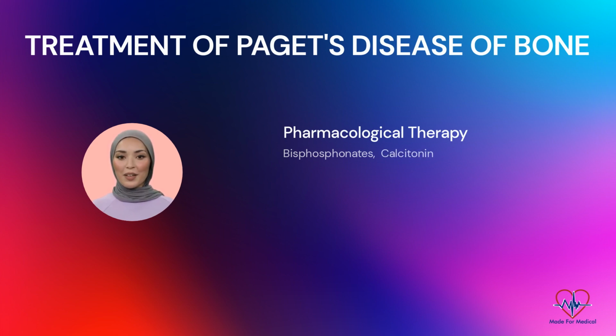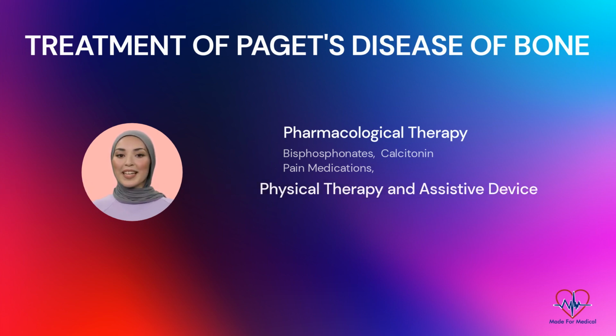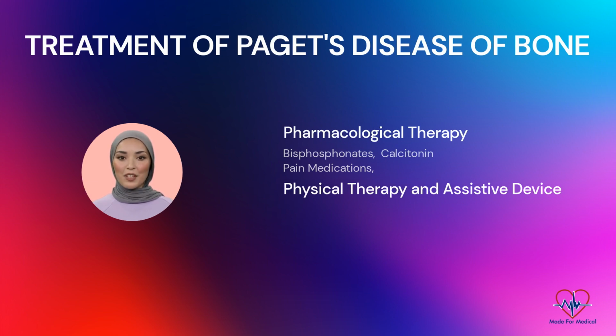Calcitonin. Calcitonin can reduce bone resorption and alleviate pain in some patients. Pain medications. Non-steroidal anti-inflammatory drugs, NSAIDs, acetaminophen, or opioids may be prescribed to manage pain. Vitamin D and calcium supplements. Ensure adequate intake of vitamin D and calcium to support bone health. Physical therapy and assistive devices. Physical therapy can help improve mobility, relieve pain, and maintain muscle strength. Assistive devices, such as canes or walkers, may be recommended to support stability and prevent falls.